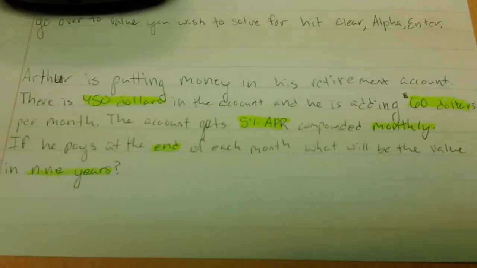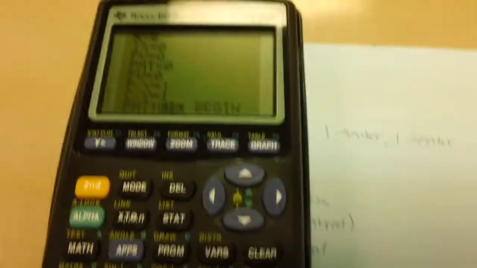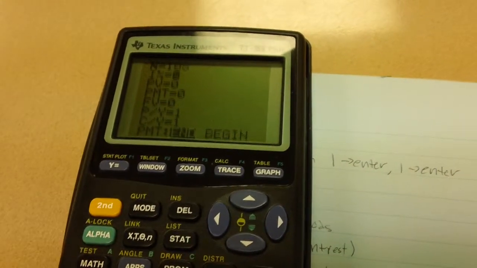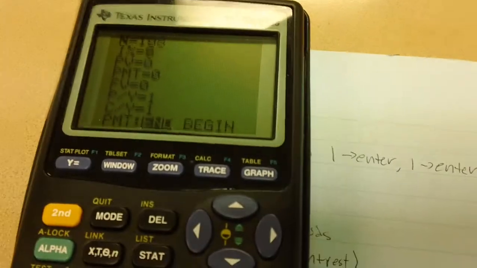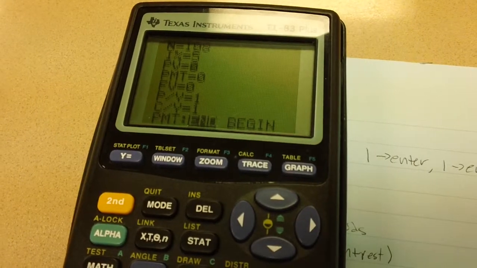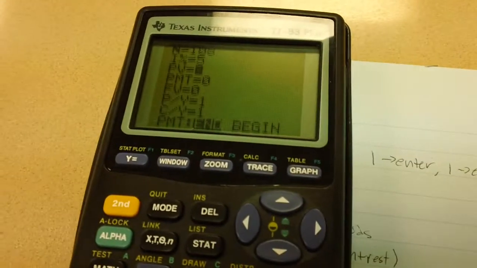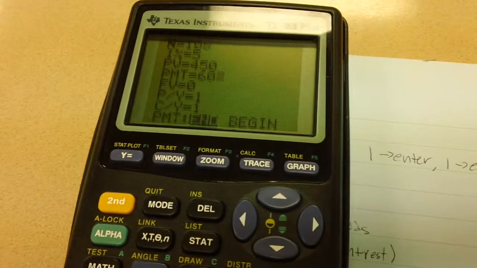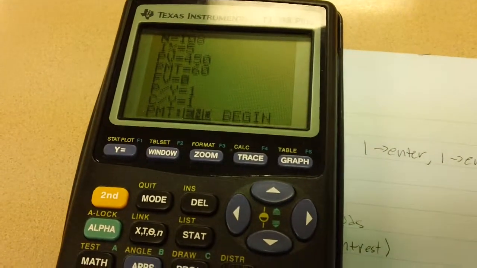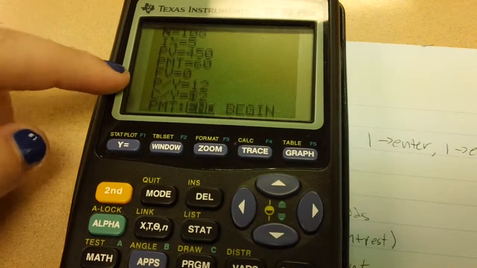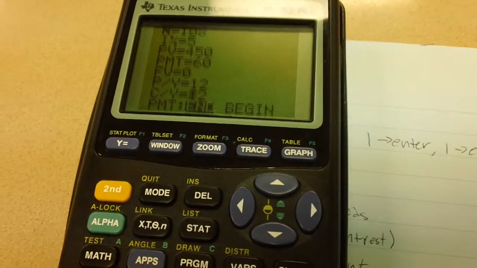So we know that there is going to be 9 years. So under N, we put 9 times 12 since it's compounded monthly. Then under interest, it said 5%, so we put a 5 because it's already in percent form. We don't need to change it to decimals. Under present value, there is $450, so we put 450. Under payment, he's adding $60 a month, so we put a 60. Future value, we don't know, so we're just leaving it as a 0 for now as a placeholder. For payments per year, it is 12, and that automatically puts it in your C/Y as well. The payment is at the end of the month, so we keep that.